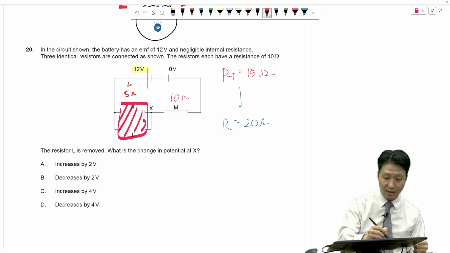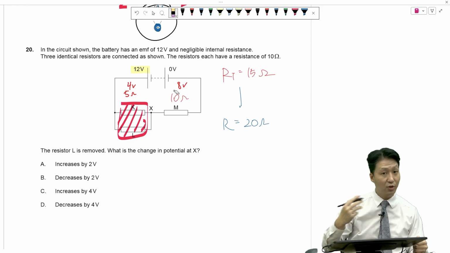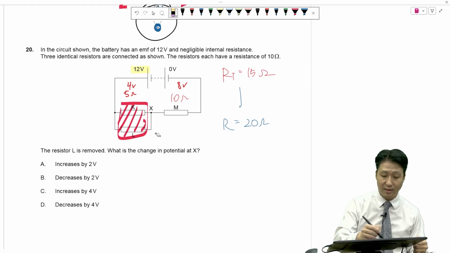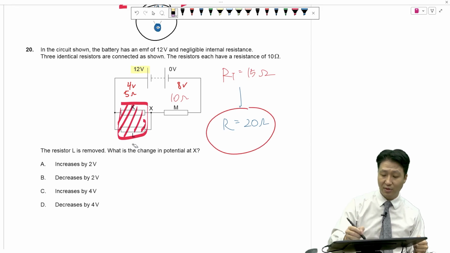And that means this would have 4 volts, and this will have 8 volts. 4 is 1/3 of 12, and 8 is 2/3 of 12. So this is what happens in the beginning. Now, what happens after you remove the resistor?